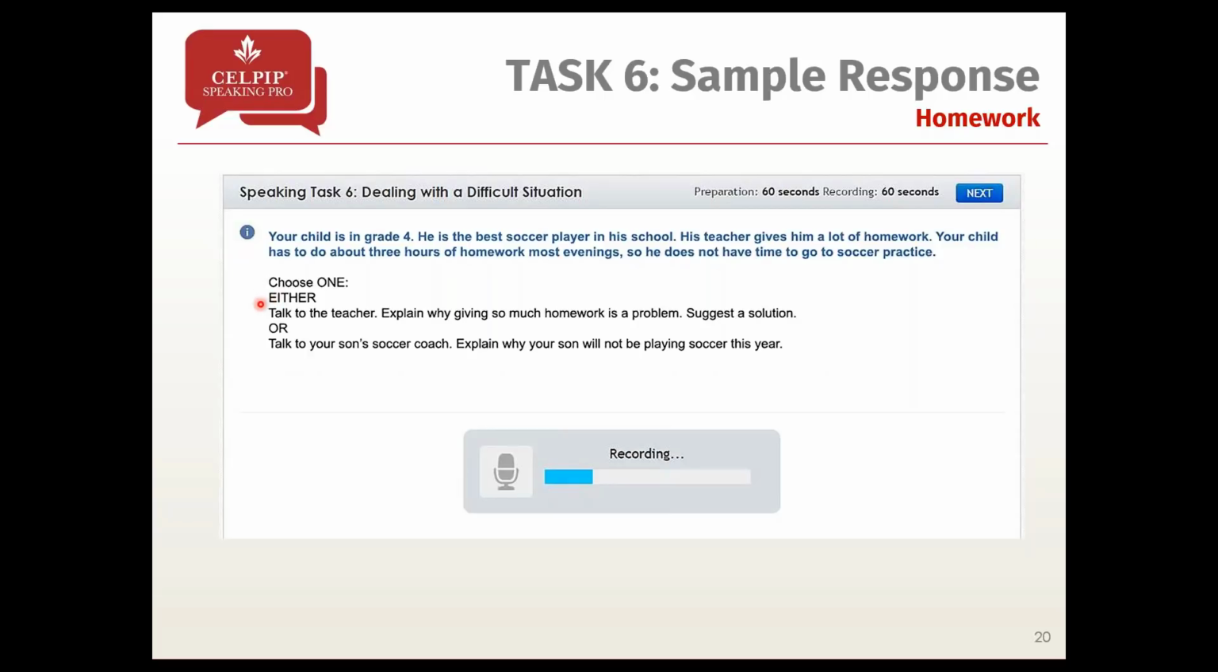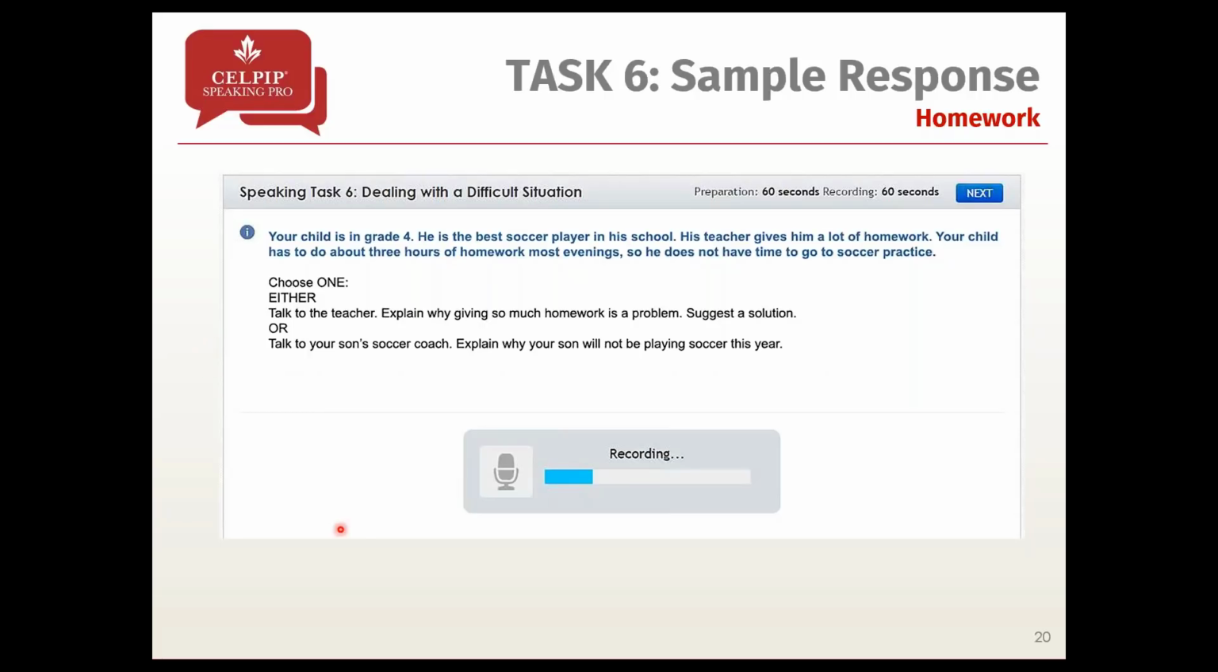And then you're going to choose one of these. Either you're going to talk to the teacher and explain why giving so much homework is a problem and suggest a solution, or else you're going to talk to your son's coach to tell him why your son will not be playing soccer this year. So both are slightly tricky situations.